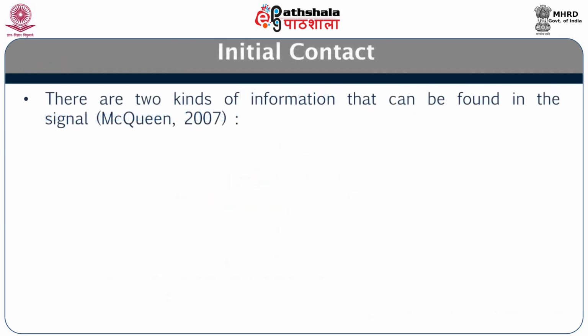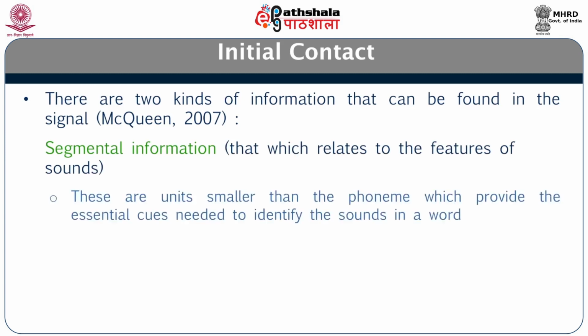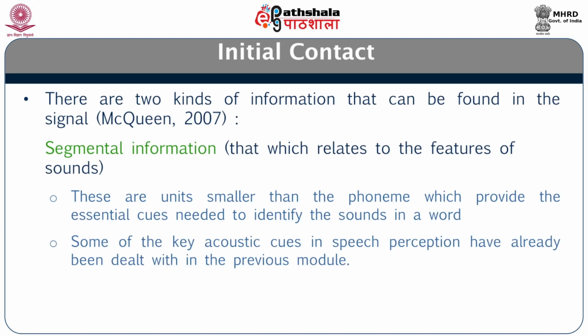So let's look at initial contact. What happens in initial contact? There are two kinds of information that can be found in the signal. This is according to McQueen 2007. One is segmental information, that which relates to the features of sounds. These are units smaller than the phoneme, which provide the essential cues needed to identify the sounds in a word. So if you go back to Unit 6, this is where all the acoustic cues are dealt with.